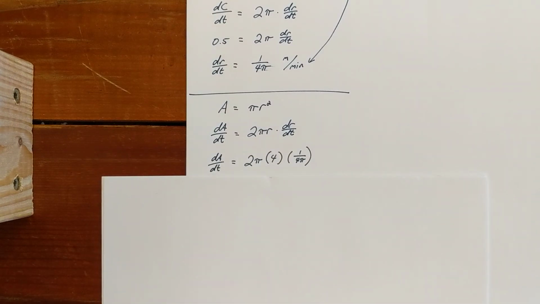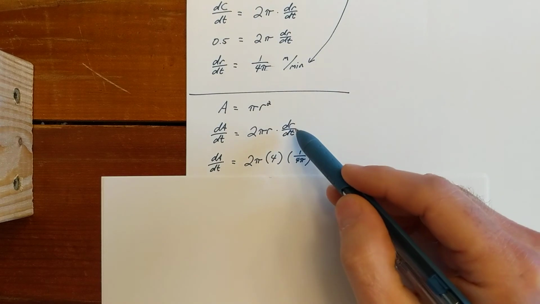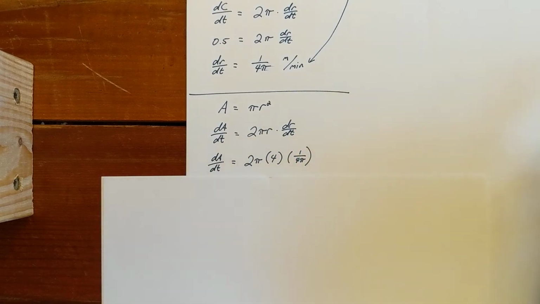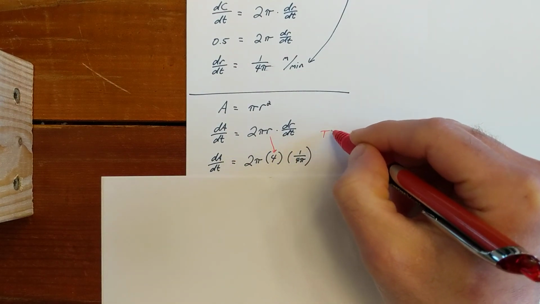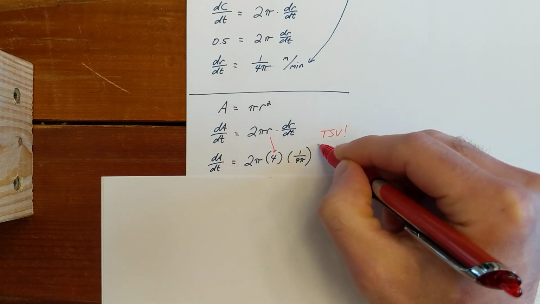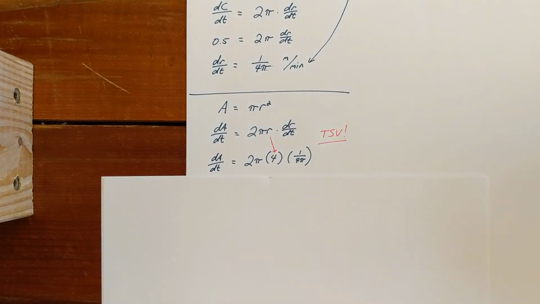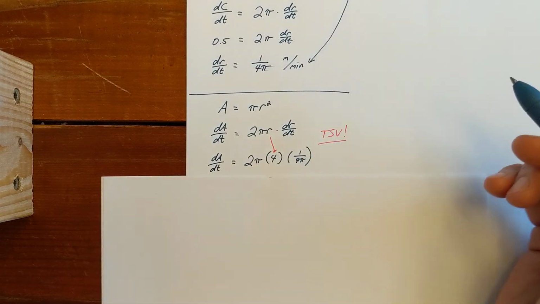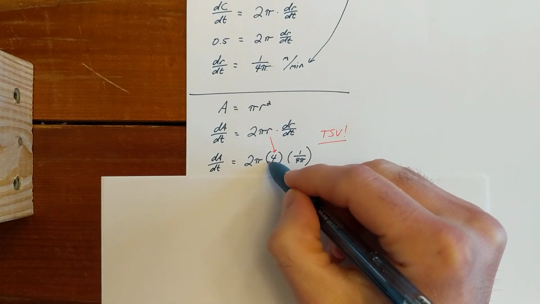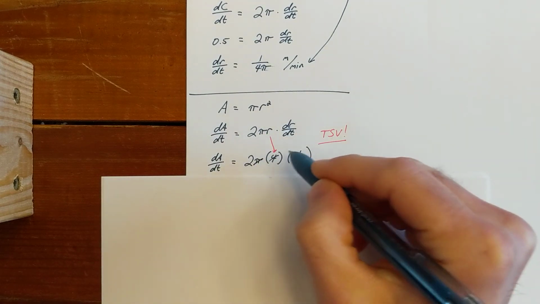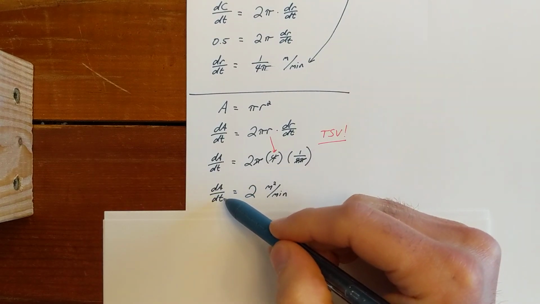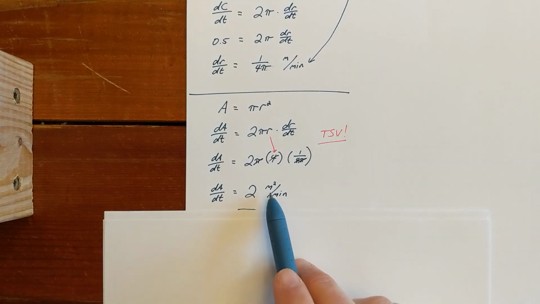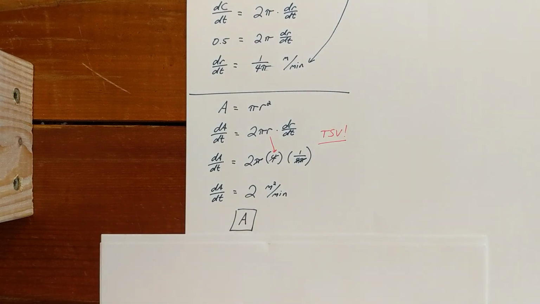So we substitute in those two values that we know. r is 4, and dr/dt is 1/(4 pi). Remember, everybody, this right here is what we call a time-specific value, and it's only okay to use a time-specific value after we've differentiated, which we've done now. So solving, or really just simplifying that right side, this got really, really nice for us here. The 4 on top and the 4 on bottom canceled. The pi on top and the pi on bottom canceled, leaving us with a derivative or a rate of change of our area with respect to time of 2 square meters per minute. And that is option A.